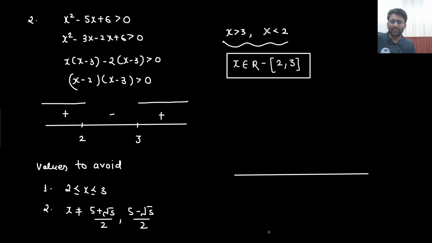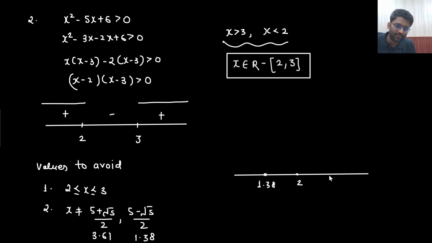What is the value of (5 + √5)/2? This is nothing but 3.61. And what is (5 − √5)/2? This is 1.38. Again, let me do the calculation. So the values are 3.61 and 1.38, and the minimum value is 1.38.